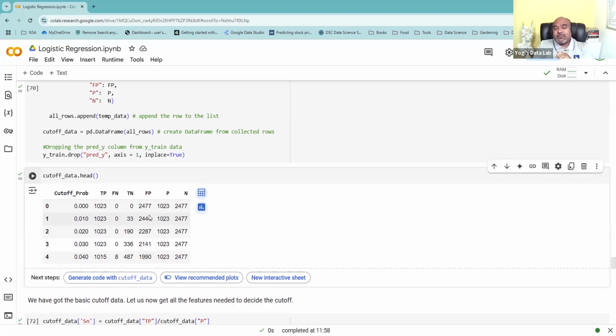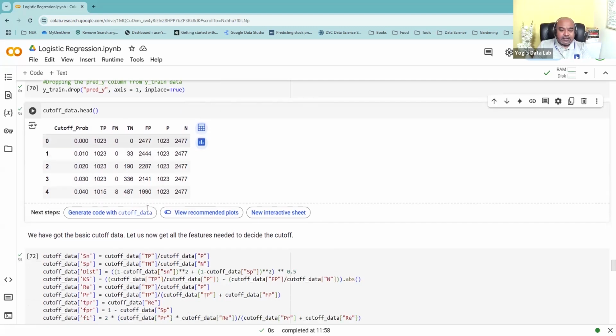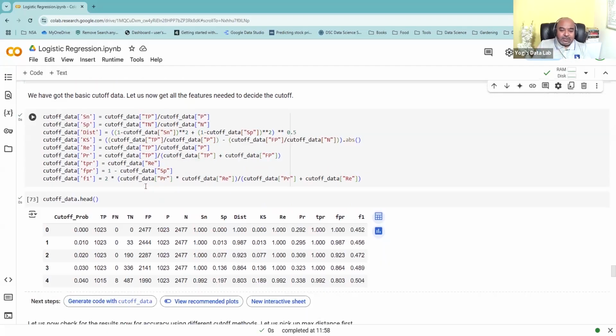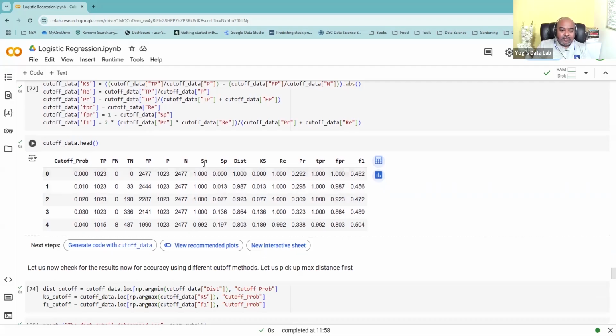Now, since I have built this matrix, I can calculate the value of sensitivity, specificity, distance, KS, recall, precision, true positive rate, false positive rate, and my F1. So all of these metrics, which we covered in the theory part, I am putting here. Based on this, you'll see that you have got all your metrics over here.